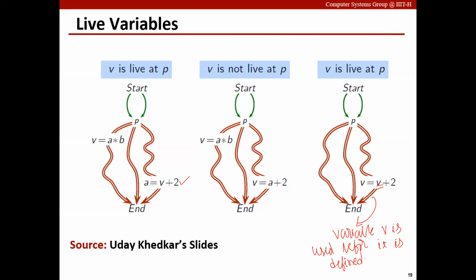And the live variable analysis problem is to find out the set of variables that are live at different program points occurring in the control flow graph. This is the problem at hand. Let's try to get some intuition on how we can go about arriving at an algorithm for live variable analysis.